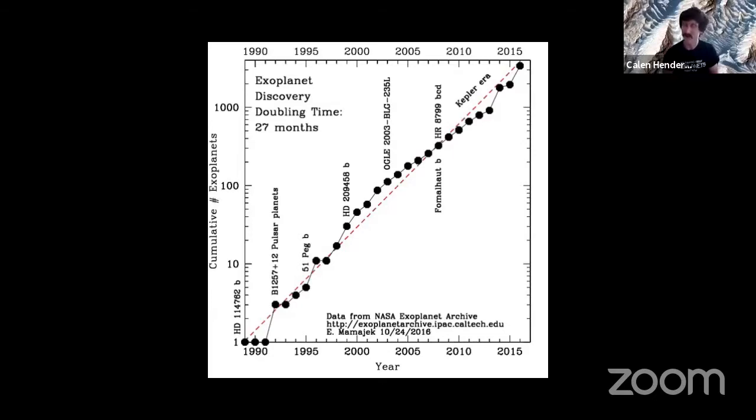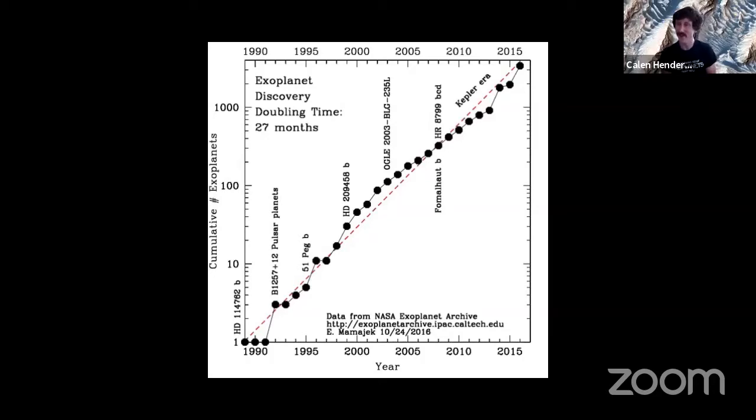OGLE is one of the ongoing ground-based microlensing surveys. So that's the first microlensing detected planet in 2003. HR 8799, those are the first direct imaging planets. And then we get into the Kepler era where the lid really is blown off.